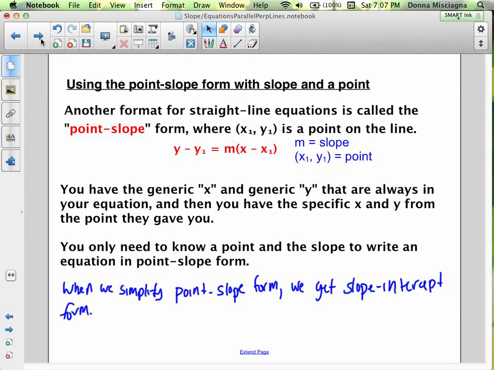And if that's all we're asked to do, we can leave it like that. But we can also simplify it and put it in slope-intercept form. So you have the generic x and the generic y. Those are variables that are always present in your equation. And then you have the specific x and y from the point they gave you. You only need to know a point and the slope to write an equation in point slope form.